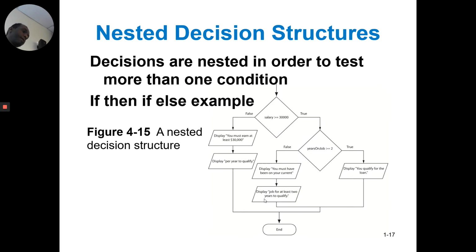Okay. So nested decision structures. Decisions are nested in order to test more than one condition. For example, if the salary is greater than or equal to 30,000, then you're checking whether this user would get a loan or not. If years on the job is 2, then it's true, and you qualify for the loan. So if it's true in the first case, but then it fails that they have been on the job for 2 years or more, then it would say you must have been on the current job, and so forth, and you would exit. If it fails the first time, it would exit that structure.